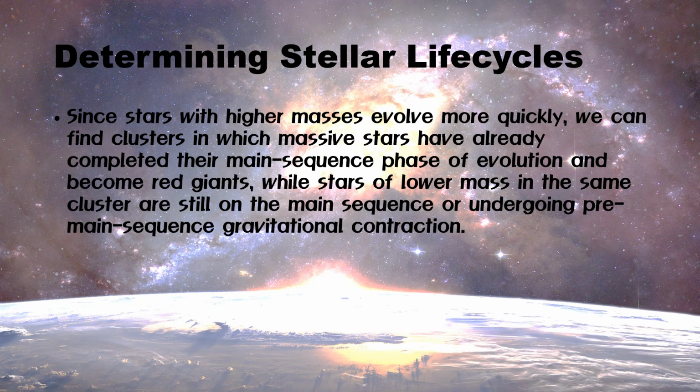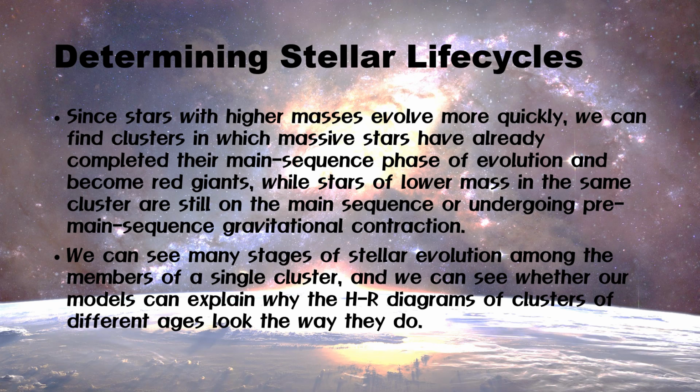Since stars with higher masses evolve more quickly, we can find clusters in which massive stars have already completed their main sequence phase of evolution and become red giants, while stars of lower mass in this same cluster are still in the main sequence or undergoing the pre-main sequence gravitational contraction. The nice thing about this is we can see many stages of evolution among the members in a single cluster. And we can see whether our models really explain why the HR diagrams of clusters of different ages look the way they do.